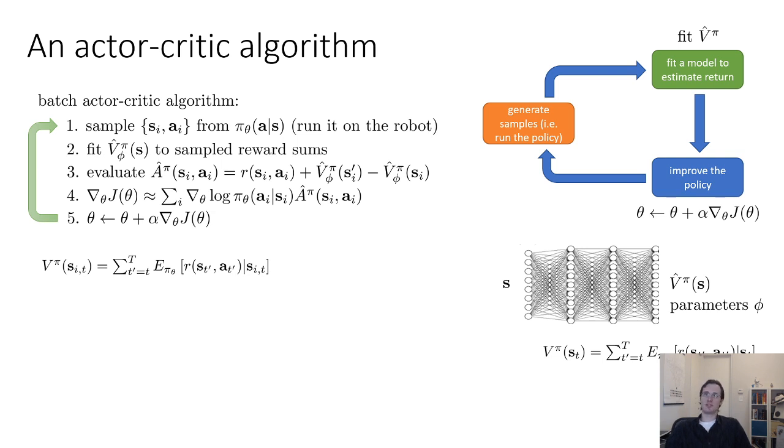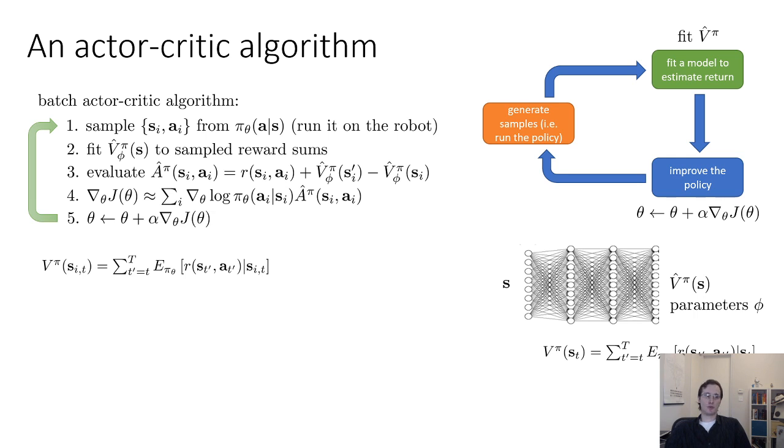The structure of the batch actor-critic algorithm is pretty similar to the structure of reinforce, with the addition that we're going to be training these value functions. So we sample trajectories by running the policy. We fit the value function at step 2 to our sampled rewards. In step 3, we evaluate the advantage for every state action tuple that we've seen. And in step 4, we estimate our gradient by multiplying the grad log pi's together with the advantages.